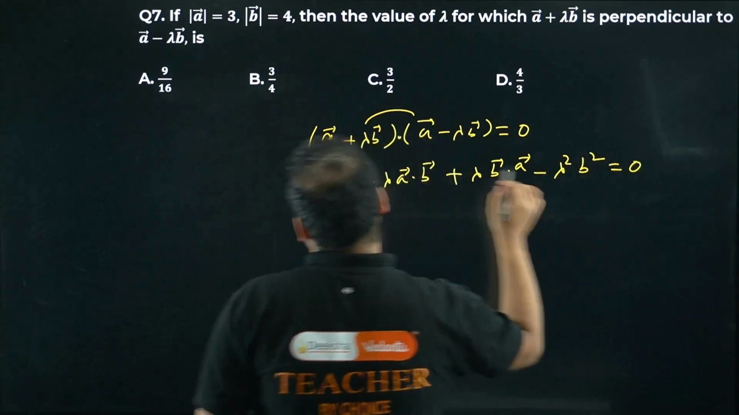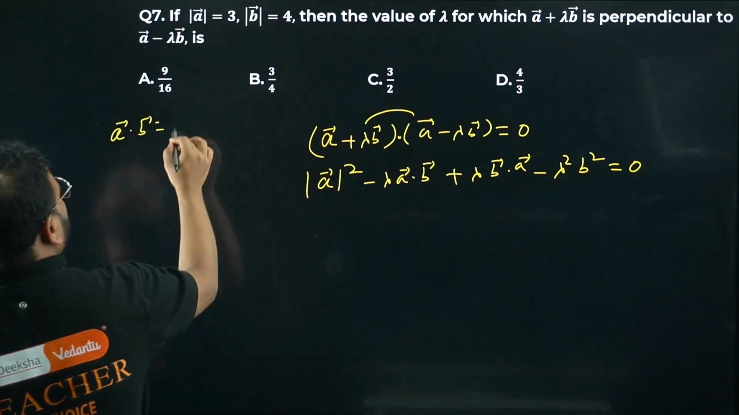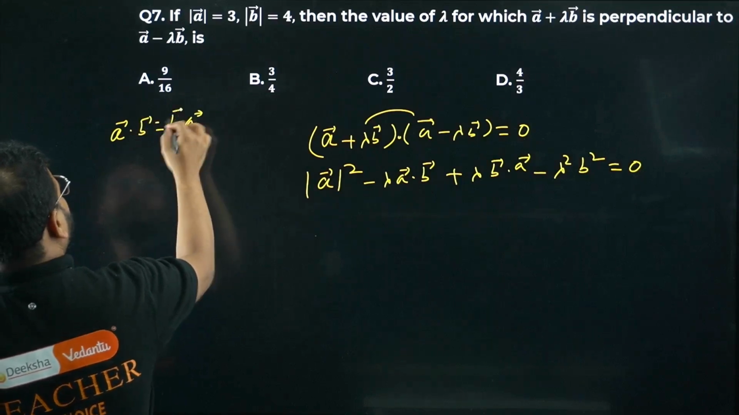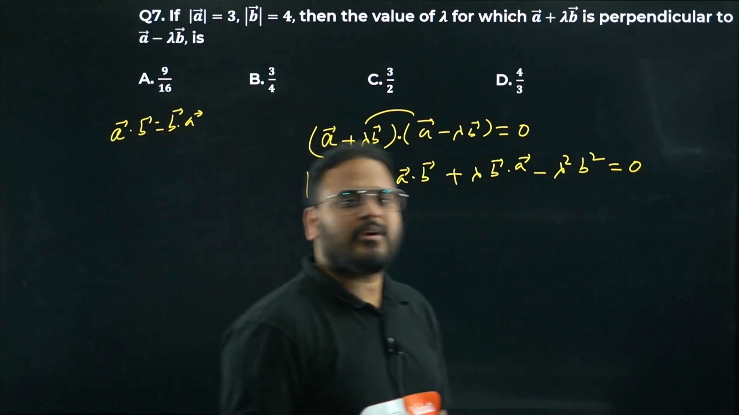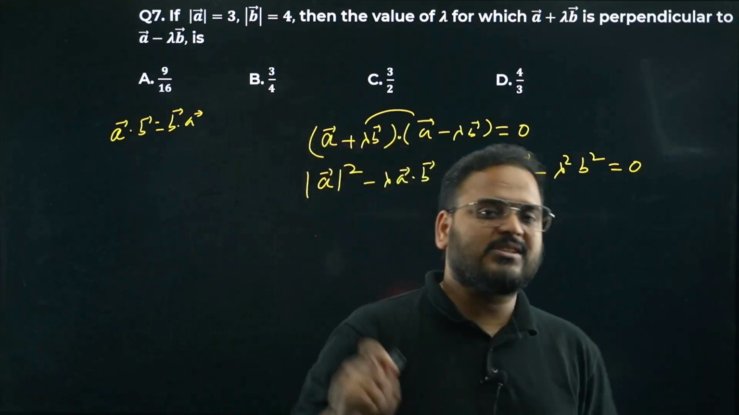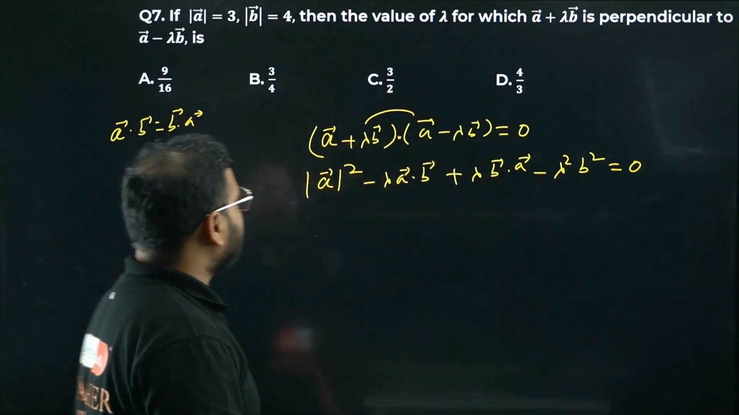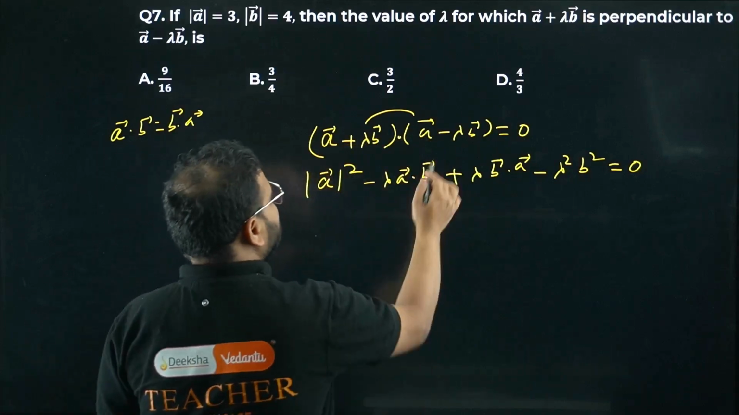We know this one property that A dot B equals B dot A. In dot product it is okay, but not in cross product. In case of dot product, this is allowed, but not in case of cross product. Okay, so we have this and this is cancelled now.